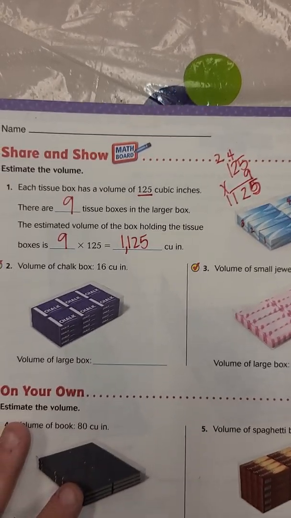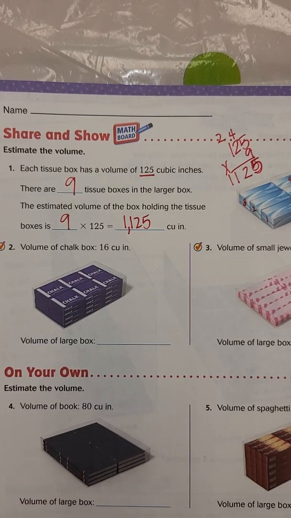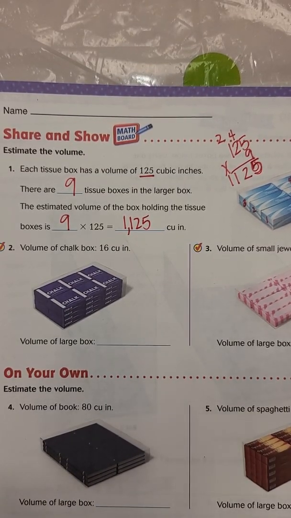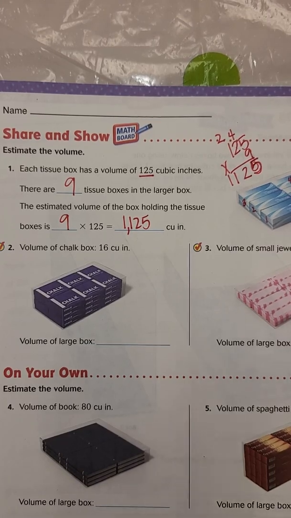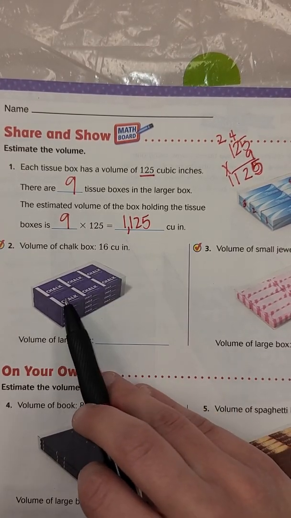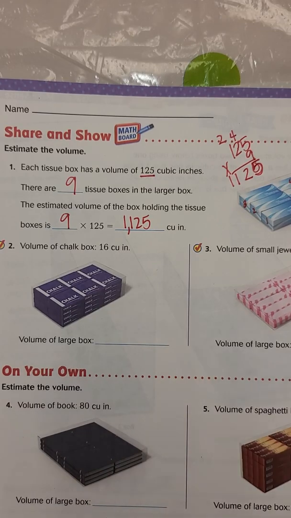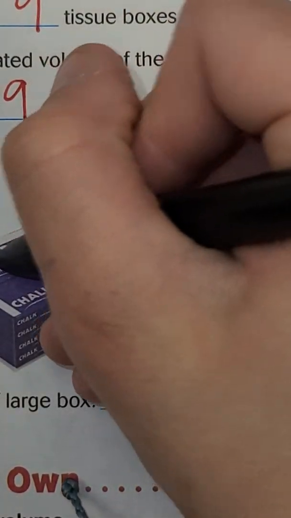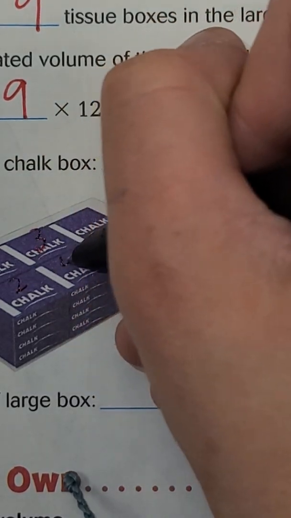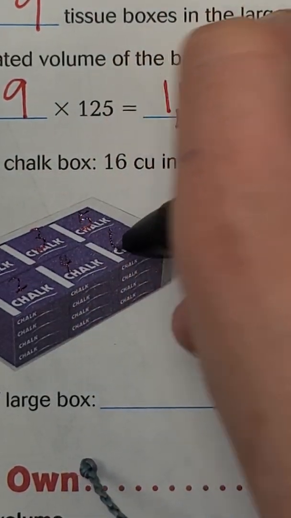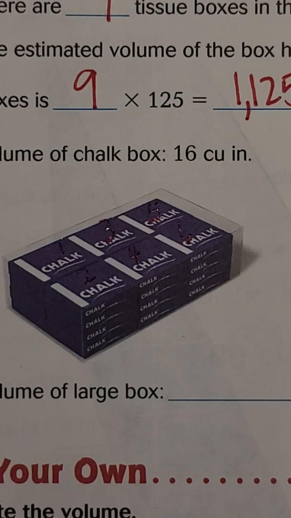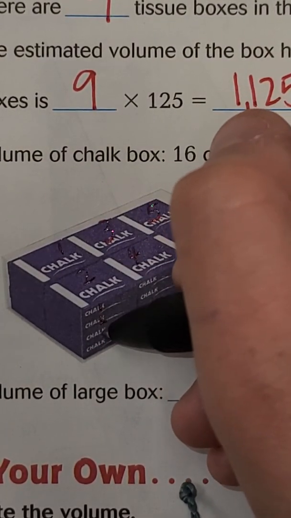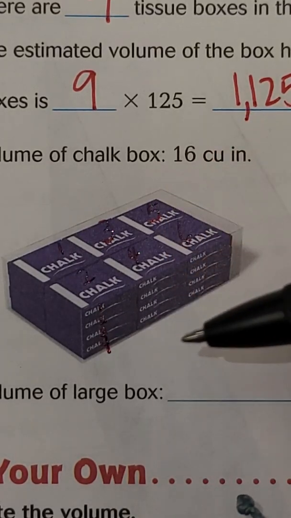Okay, so the biggest thing is making sure you find the number of boxes, and then you're just multiplying the number of boxes times whatever the volume is. So these are giving you the volume of each of the boxes. So let's figure out how many boxes are within the big box. So we see this one, there are 1, 2, 3, 4, 5, 6. There's 6 boxes in each row or in each layer, and there are 1, 2, 3, 4 layers.